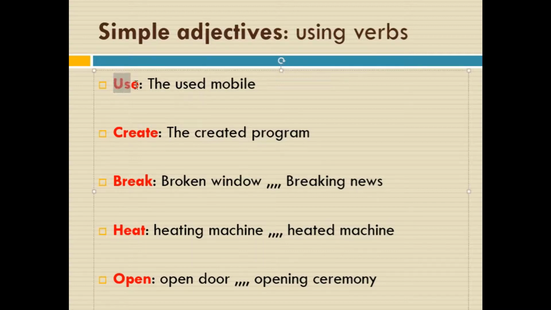If we have the verb use, when we add d to it, or ed in this case, for example, look at this example. They used mobile. What does that mean? The used mobile means somebody used this mobile, right? This mobile is being used in something, correct? So, for example, I give you a sentence.